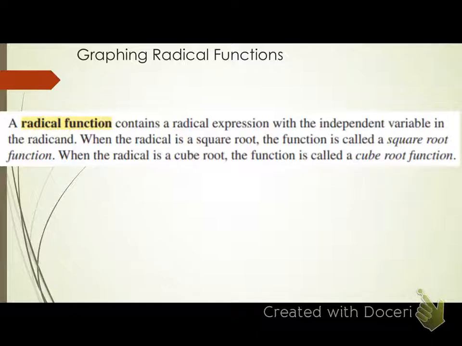That's pretty hard to remember, isn't it? When the radical is a cube root, the function is called a cube root function. Even harder to remember. How are we supposed to remember that? I don't know, Chris. How are you supposed to remember it? I'm not sure. I thought you would know. I don't know. Well, maybe we'll find a way. But that's just a brief overview of what a radical function is. Square root function, cube root function, so on and so forth. Can I move on?